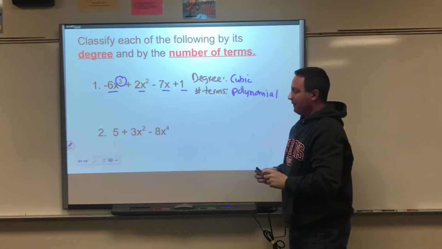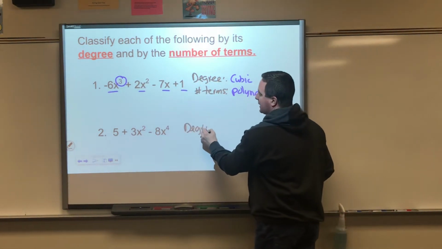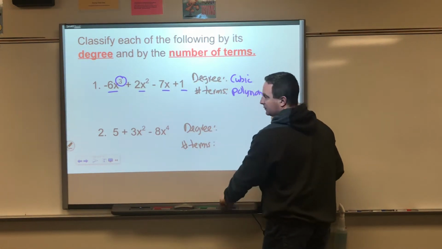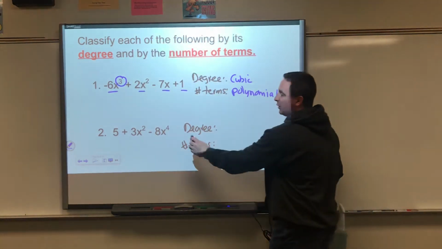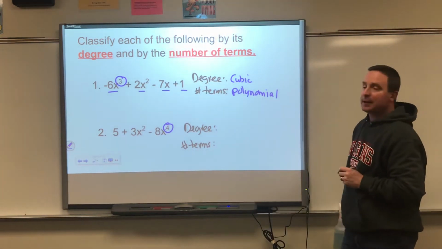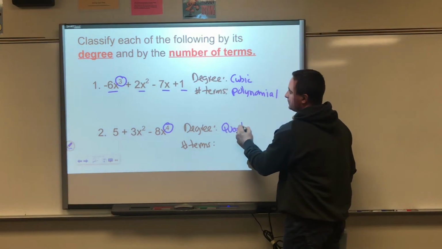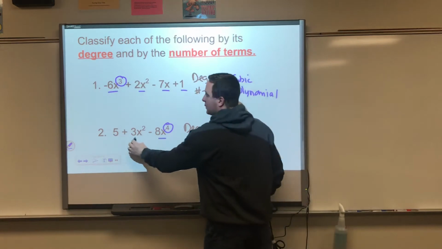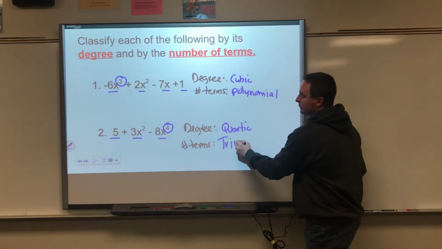If I look at this next one, your number 2, and I want to classify it by its degree and by the number of terms it has, we can do the same thing. Now, this one's written out a little bit out of order. I think the largest power I see in this one is a 4. And if you remember from a minute ago, if it has a degree of 4, it's called a quartic. And the number of terms, 1, 2, 3. 3 terms, it's called a trinomial.